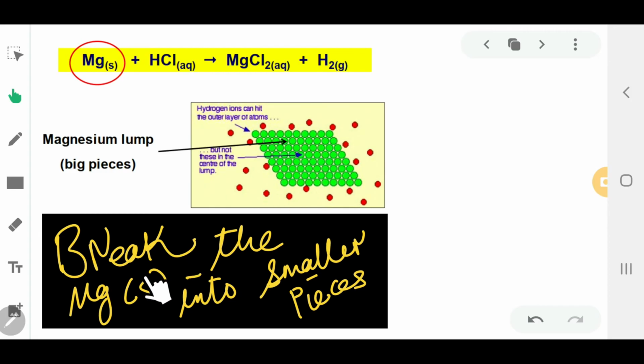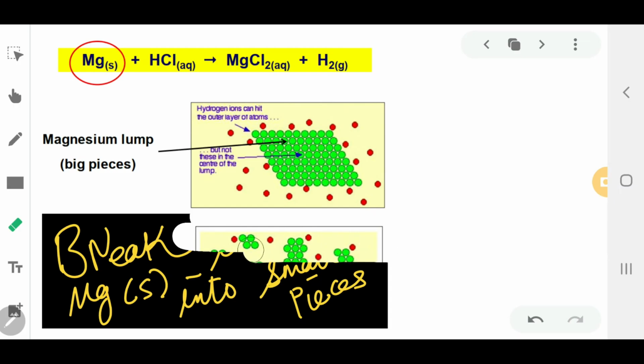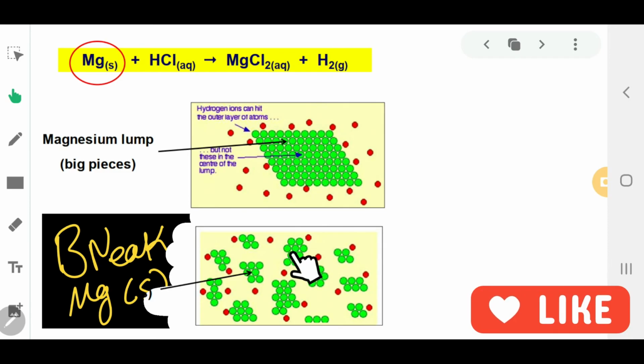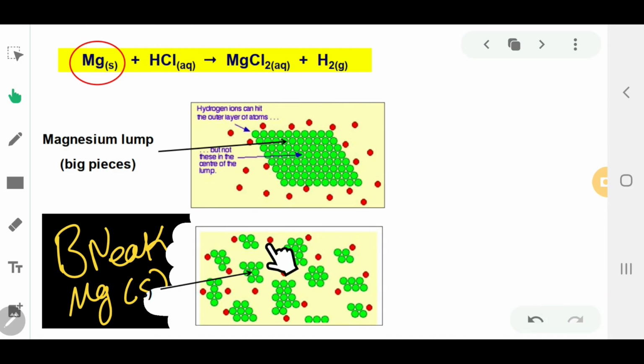But what happens if we break the magnesium solid into smaller pieces? If we do that, we're going to have a totally different situation. Now you have broken the magnesium lump into smaller pieces, and even more magnesium solid will be reacting with the hydrogen ions coming from your HCl. So in this condition, you now have a greater surface contact area exposed to reaction.